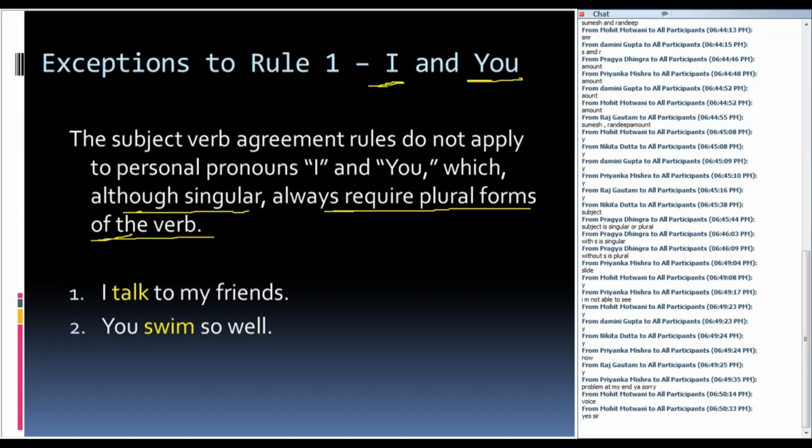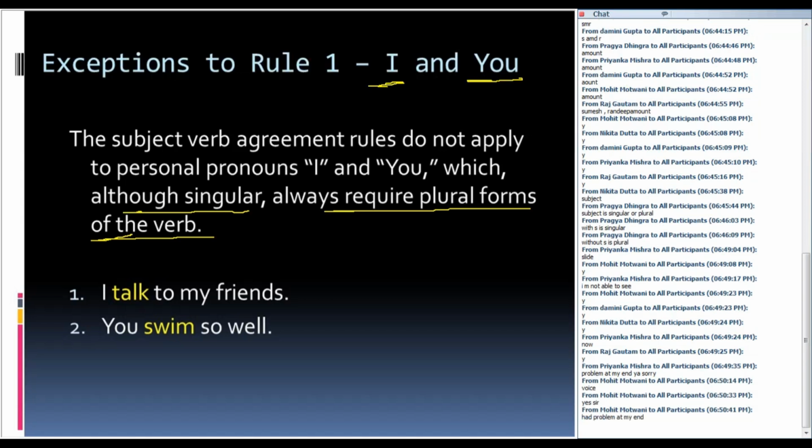Okay. So what is the exception to rule number 1? There are two pronouns, two words, I and you. Even though these two words are singular, they will always require plural forms of the verb. So we say, I talk to my friends. You can't say, I talks to my friends. Similarly, you swim so well. You can't say, you swims so well. So remember rule number 1 and remember the exceptions to rule number 1.